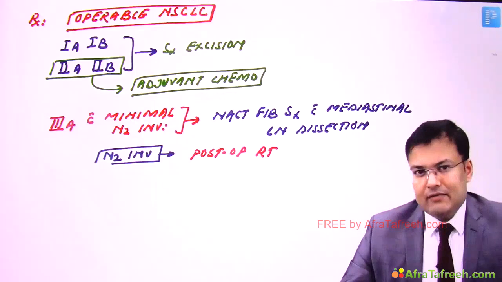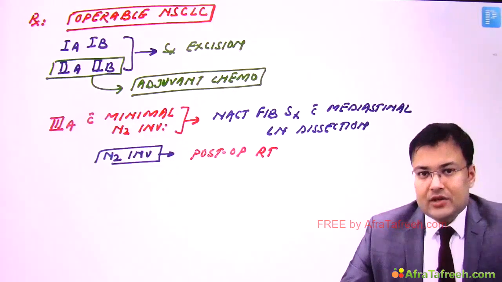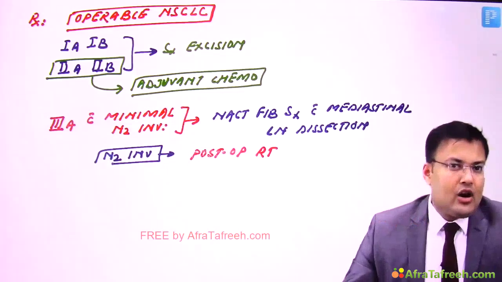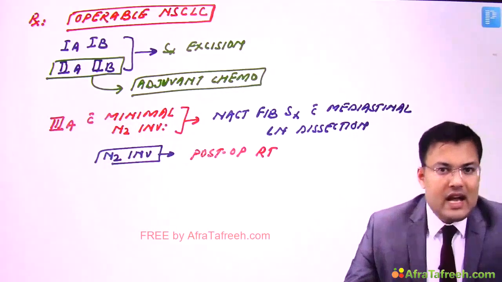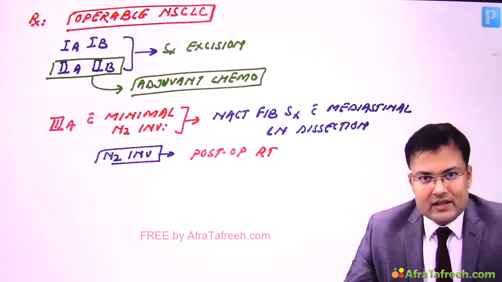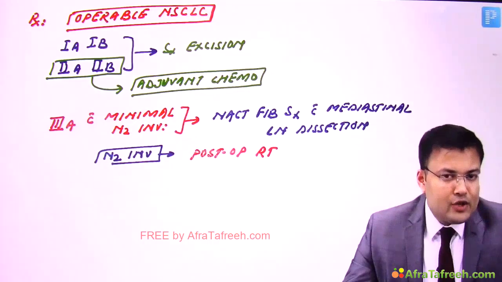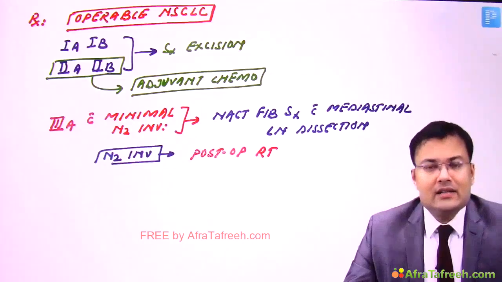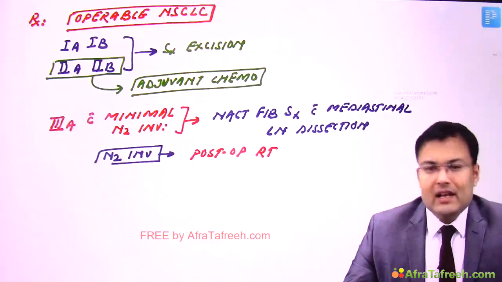Another question which is frequently asked in medicine, in surgery, in pathology, is: what is the WHO classification of carcinoma lung? According to the WHO classification, there are 4 types of carcinoma lung. One is adenocarcinoma. Second is squamous cell carcinoma. Third is small cell carcinoma, and fourth is large cell carcinoma. Adeno, squamous, small cell, large cell.